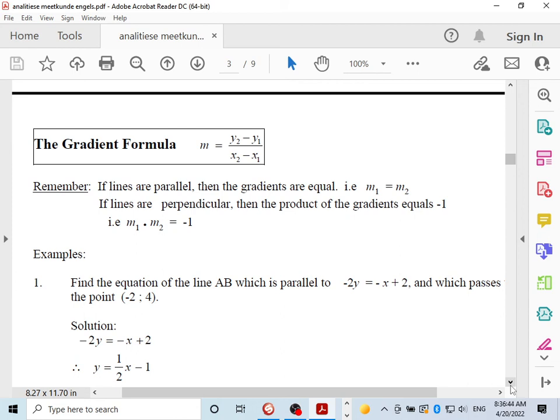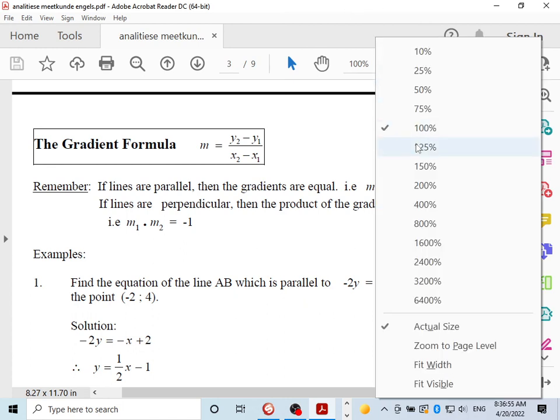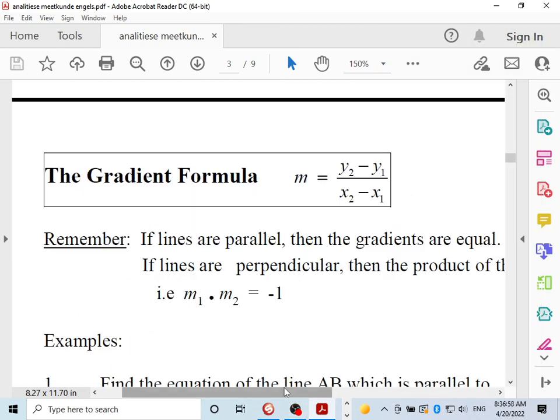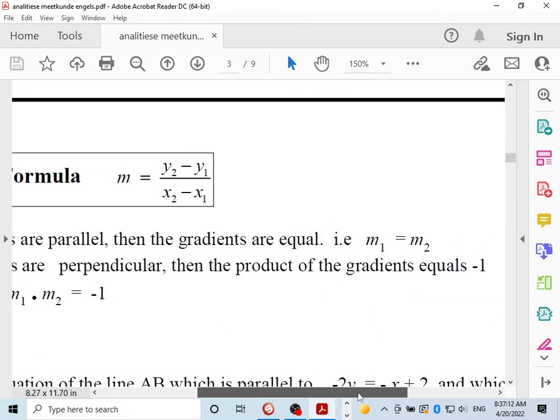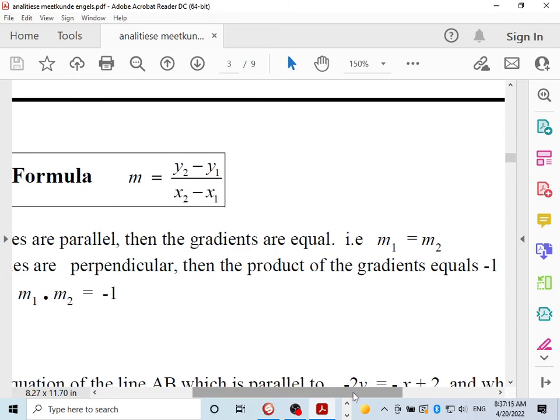And then the second one that's very important is perpendicular. Perpendicular, when it makes a 90-degree angle. There are 2 ways of remembering or saying this. The first way is that when you multiply the gradients, the product of the gradients is equal to -1. If they're perpendicular, the product of the gradients is equal to -1.